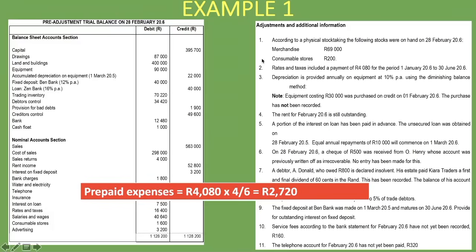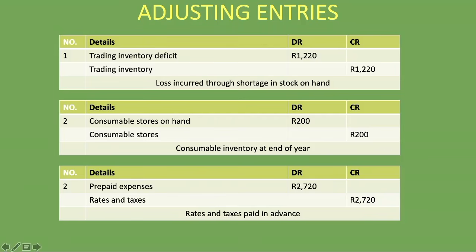That means we have to remove it from the rates and taxes that we have here of 16,400. But the way we do it in the adjusting journal entry is to debit prepaid expense, because prepaid expense is an asset. We have not incurred that expense yet. And then we're going to credit rates and taxes because we have not incurred the expense yet. So this is how it looks. Debit prepaid expense and credit rates and taxes, 2,720 Rand. And the narration here is rates and taxes paid in advance.